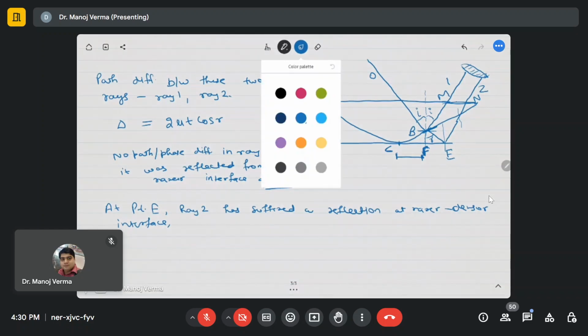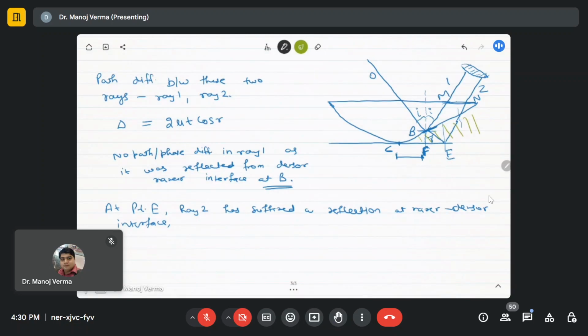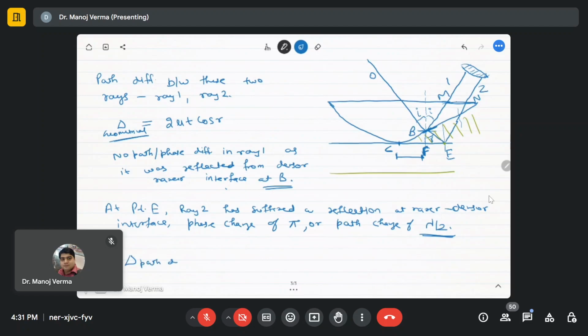Because this was all an air column, it was an air column, right? So it was air, and below it was the glass plate, so it is the interface of air to glass plate at point E. So if it gets reflected from point E, it will suffer a phase change of pi or a path change of lambda by 2. Right? So this geometrical path difference was 2 mu t cos r, but now because of Stokes law, there will be an additional path difference of lambda by 2, and the total path difference between these two rays, ray 1 and ray 2, will be now 2 mu t cos r plus lambda by 2, or you can say minus lambda by 2, it doesn't matter.